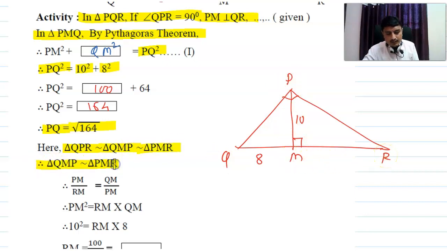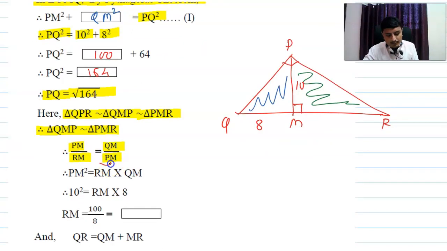Now consider the triangle QMP, this blue shaded triangle, which is similar to triangle PMR, this green shaded triangle. Once the triangles are similar, their corresponding sides are in equal proportion. That means we write PM divided by RM equals QM divided by PM. Using cross multiplication, we shift PM and RM from RHS to LHS and LHS to RHS respectively, so PM into PM becomes PM square, equals RM into QM.